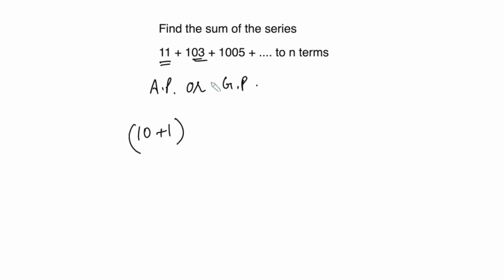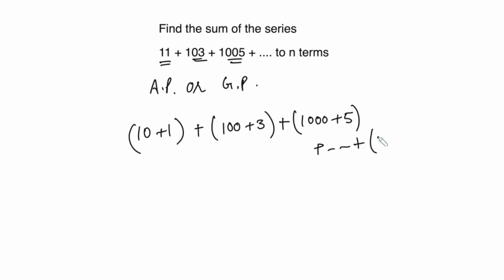We can write 103 as 100 plus 3, 1005 as 1000 plus 5, and so on. Similarly, the last term, the nth term, can be written as 10 to the power n plus the second part, which is an odd number. Therefore, the last term will be 2n, which is even, minus 1, an odd number.